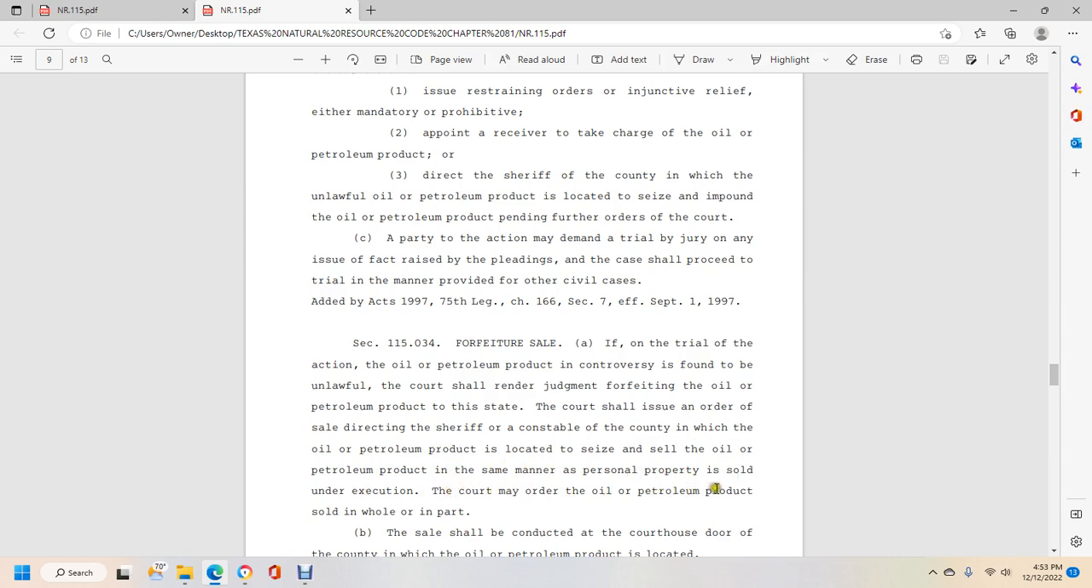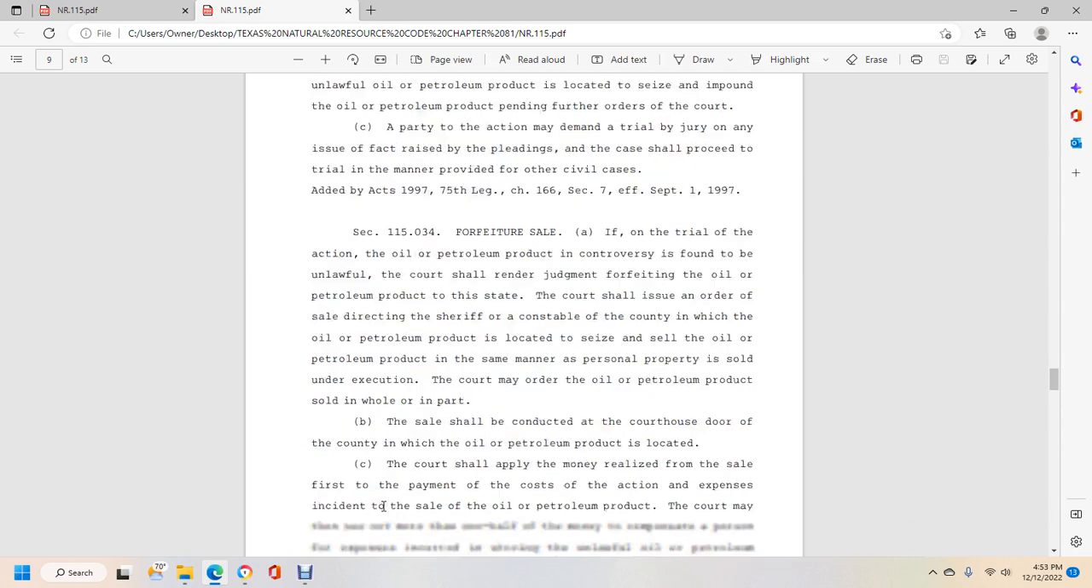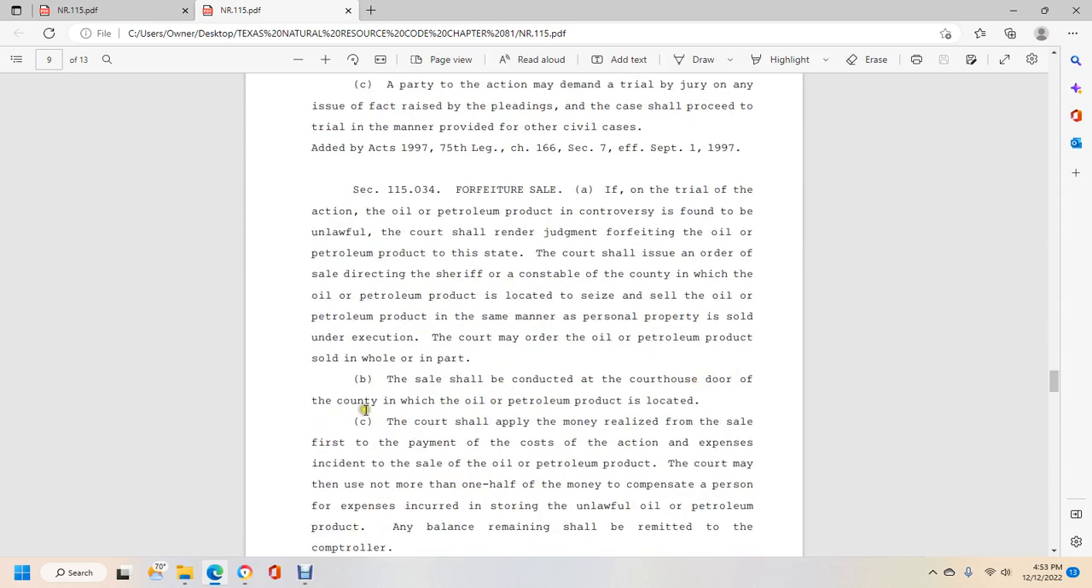The court may order the oil and petroleum product sold in whole or in part. The sale shall be conducted at the courthouse door of the county in which the oil and petroleum product is located. The court shall apply the money realized from the sale first to the payment of the cost of the action and the expense incident to the sale of the oil and petroleum product.